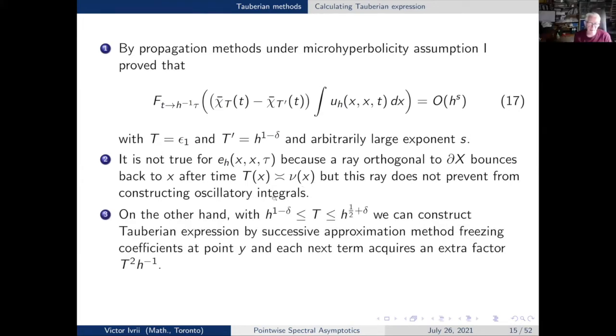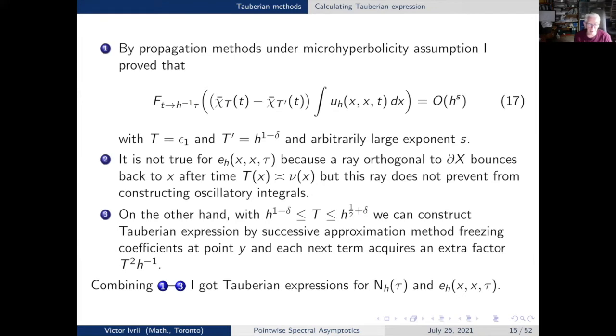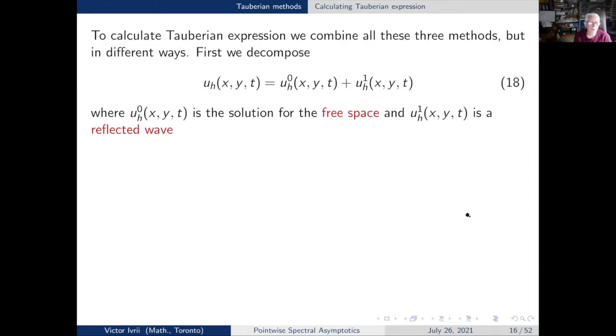On the other hand, if t is in this interval, we can construct the Tauberian expression by the method of successive approximations, freezing coefficients at point y, and each next term acquires an extra factor t squared h to the minus 1. When we freeze coefficients, we have a constant coefficient operator, so we do this. Combining these three points, I got the Tauberian expression for e_h on the diagonal. To calculate the Tauberian expression, we combine all these three methods, but in different ways.